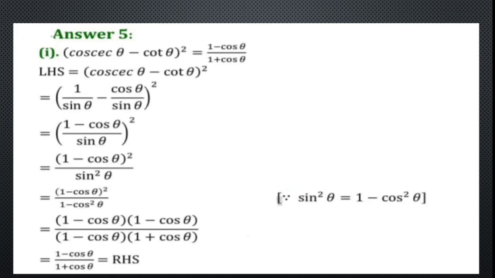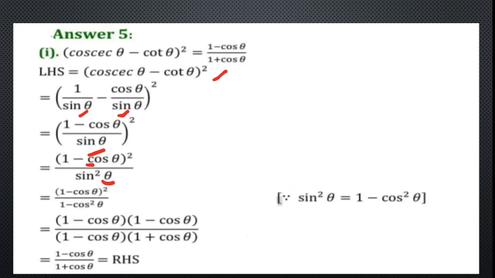As you can see, the LHS part is (cosec theta minus cot theta) whole square. Cosec theta is the reciprocal of sin theta, so in place of cosec theta I can write 1 by sin theta, and cot theta can be written as cos theta by sin theta. Do the LCM and the subtraction under the bracket. It will be (1 minus cos theta by sin theta) whole square. That means (1 minus cos theta) whole square by sin square theta.